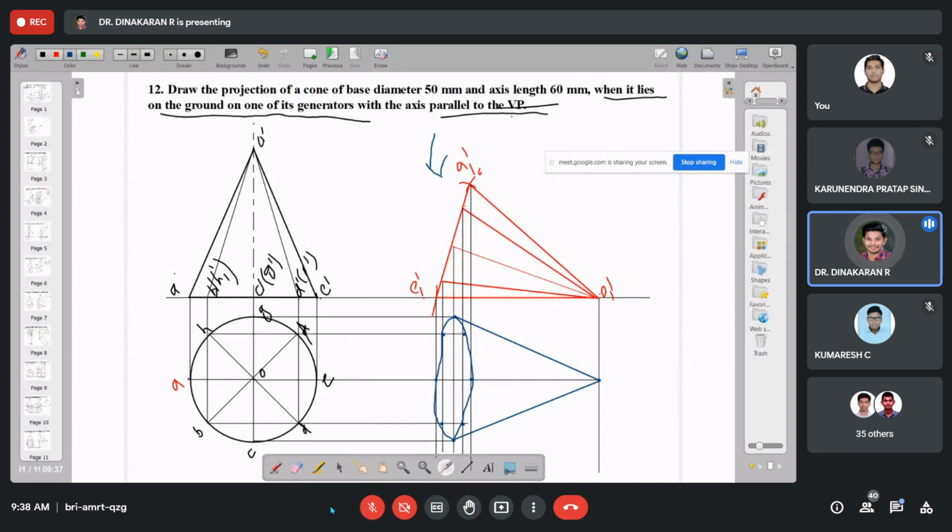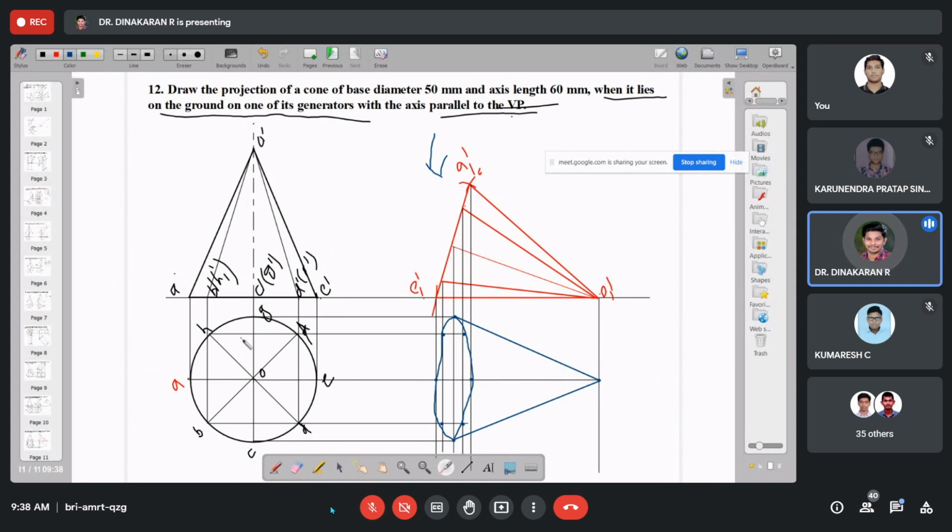In the question they will ask: draw the projection of a base of diameter 50 mm and axis length of 60 mm lying on the ground. The position and everything they will give, and finally the axis is parallel; draw the projection through the change of position method. Change of position method means you need to follow this method only, changing the solid position only. In some cases they will ask for the change of reference line method, so we are going to draw a new reference line.